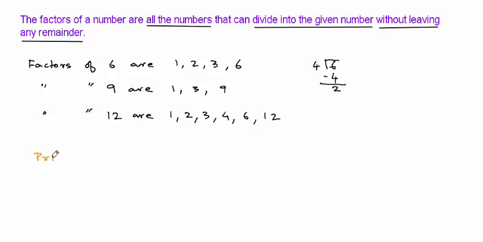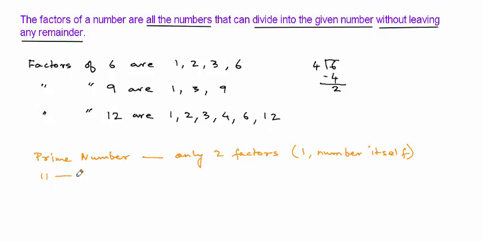Recall that a prime number is a number that has got only 2 factors, and that are 1 and the number itself. For example, 11. The factors of 11 are 1 and 11 only. For example, 17. The factors of 17 are 1 and 17 only.